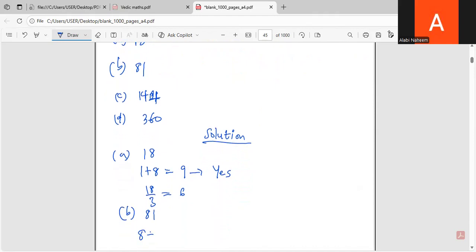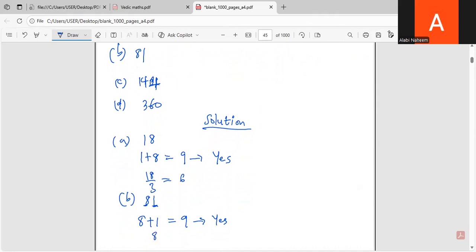So we're adding 8 plus 1. This is a digit, another digit. And that gives what? That gives 9. Is 9 divisible by 3? Yes, it is. So we can conclude that 81 is divisible by 3. And truly, when you divide 81 by 3, it gives 27.